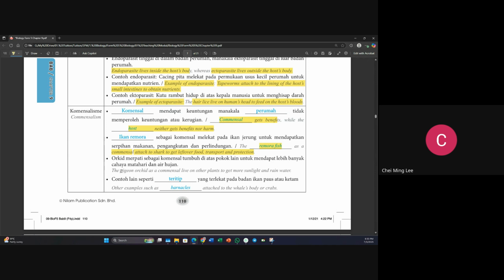Like the pigeon orchid, as a commensal, will live under other plants to get more sunlight and rainwater. Most of the orchids are commensal. Others are like barnacles attached to the whale's body or crab. This one is the one that you know. I can show you a barnacle.